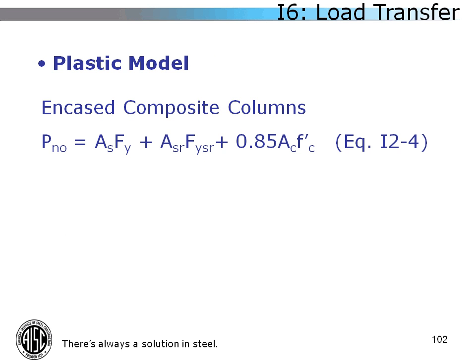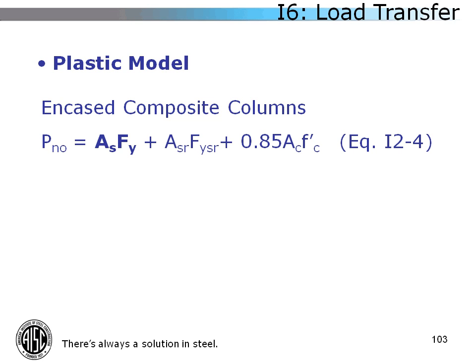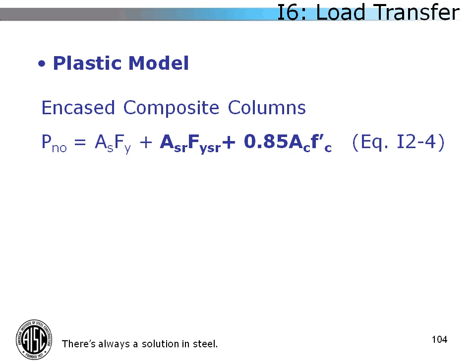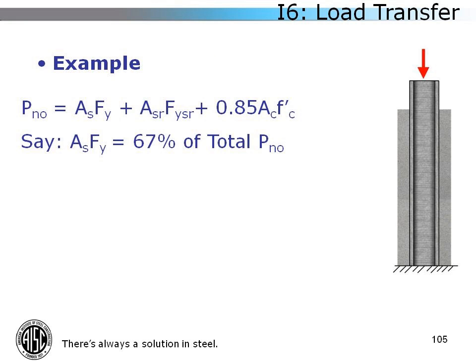When I mention this, if you look at the encased composite columns, your total section strength is given by, again, this plastic capacity model. So the first part of this is A sub S, F sub Y, and then the second part of this is your concrete strength. All right? So those are the 2 different pieces of materials that we're looking at for this model. So in order to see what I mean by a ratio game, if we take an example where we have a column and we're putting all the load onto just the steel section, and we calculate that A_s F_y, the plastic strength of the steel section, is equivalent to 67% of the total section strength.